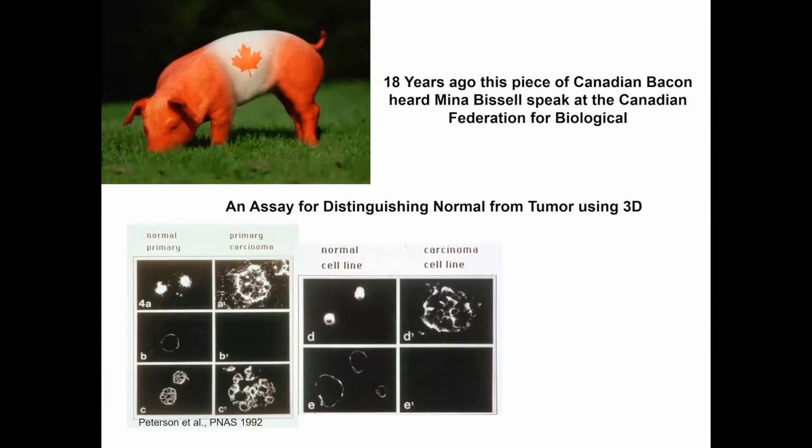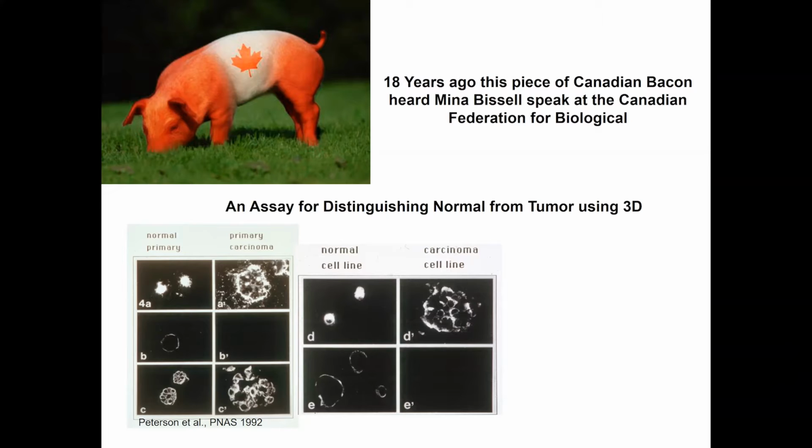Now, before I went on this trip, I had heard Mina Bissell talk. And this was at a time when people never did 3D models. I mean, Hinda Kleinman started with this Matrigel stuff. And Mina Bissell was one of the really early advocates to embrace this method. And what she showed back in 1992 with Ole Petersen was that you could put normal cells and tumor cells in Matrigel, and you could see that they look different. Whereas when you put them on tissue culture plastic, they didn't.